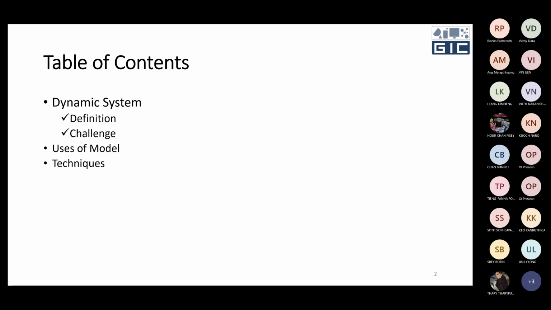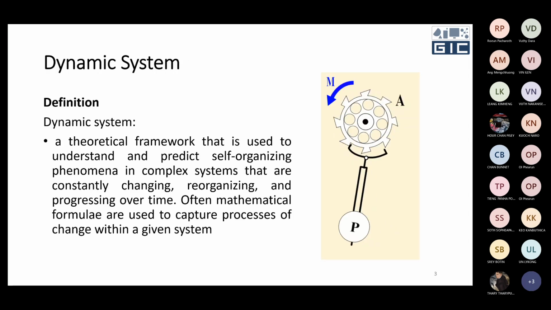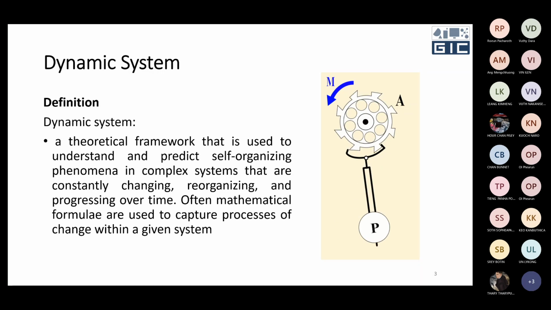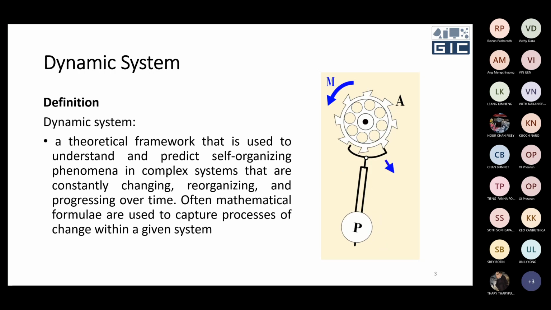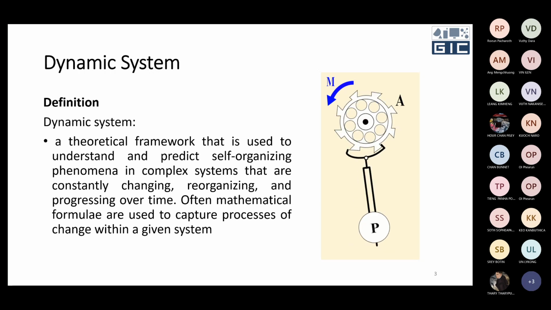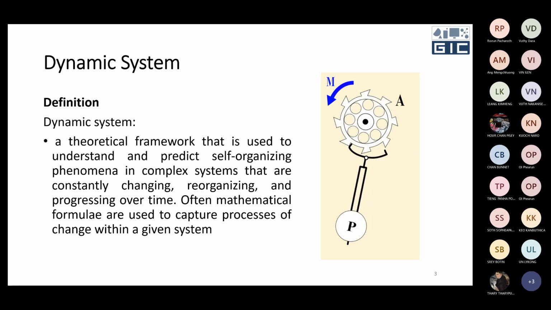So, okay, let's continue. As you see in this figure on the page, it is the definition of the dynamic system. A dynamic system is a kind of theory or framework that leads you to understand the way to predict the movement or the state of the system itself in high complexity, the movement of changing the state of the system. We call it a dynamic system.